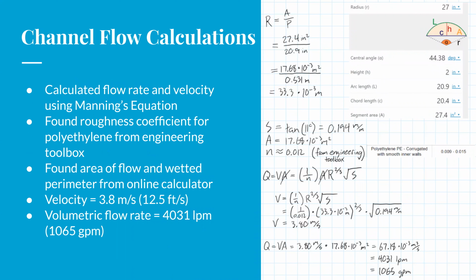Next, we used Manning's equation to find the necessary flow rate. We started by setting a water level at a height of 2 inches. Using this, we plugged into an online calculator to find the wetted perimeter and the area of flow. And we plugged this into Manning's equation to get a velocity of 3.8 meters per second and 1065 gallons per minute. We compared this to the Excel sheet values afterward, which came out to be the same. We got the roughness coefficient for Manning's equation from Engineering Toolbox for polyethylene, and that was about 0.012.